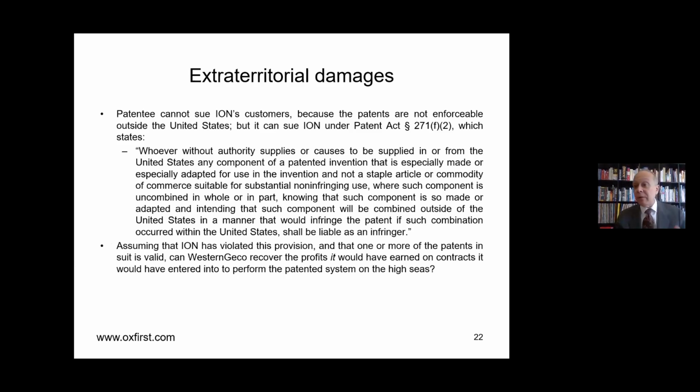So assuming that ION has violated this provision and that one or more of the patents in suit is valid, can Western GECO recover the profits it would have earned on contracts that it would have entered into to perform the patented system on the high seas? Is this just a standard lost profits case, or is there something different by virtue of the fact that the customers combining the components and using them are doing so extraterritorially?